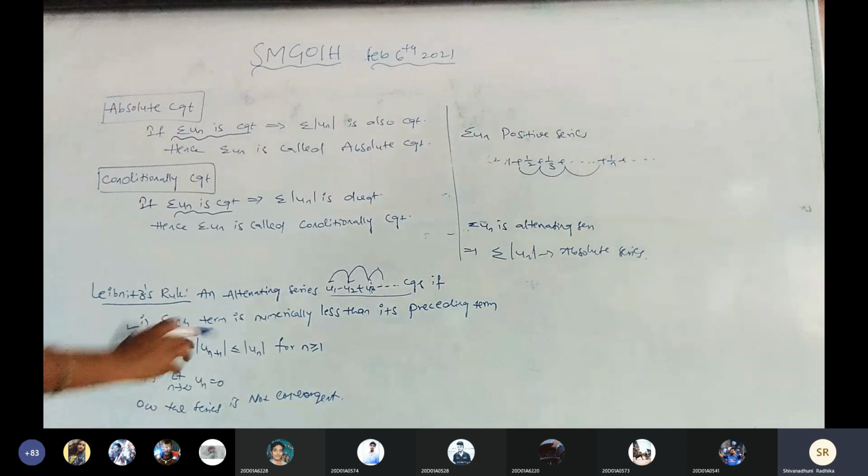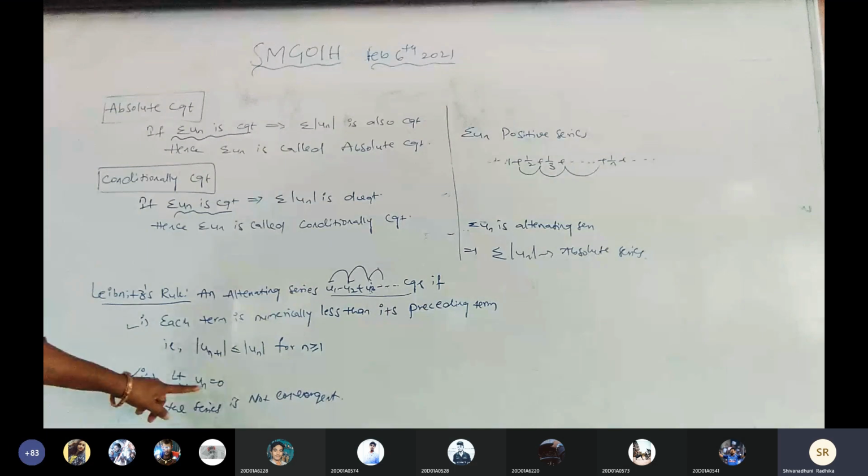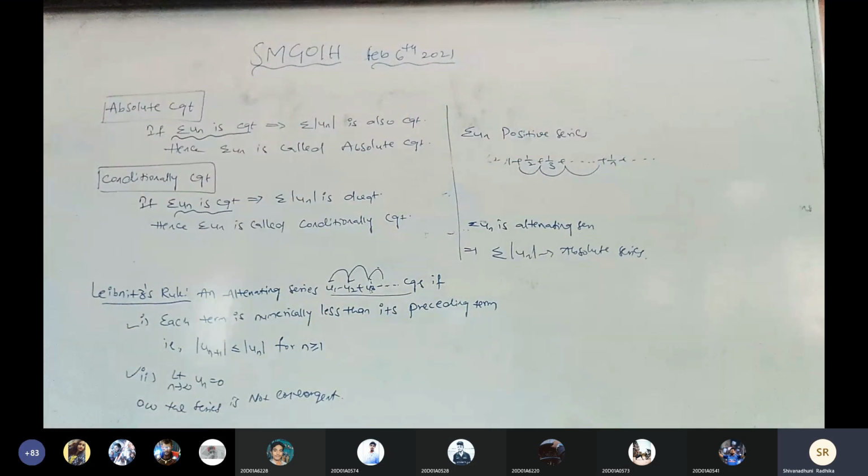Okay, now what is the second point here? Limit n tends to infinity, un equals 0. Limit n tends to infinity, un equals 0. Otherwise, the series is not convergent. It is clear?